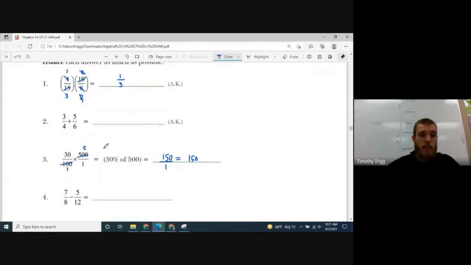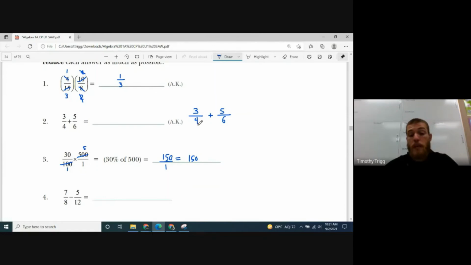Now let's do the adding and subtracting. Now, in my opinion, adding and subtracting is actually harder than the multiplying because for adding and subtracting, you need to find a common denominator. So for this number 2 here, 3/4 plus 5/6. Well, I need to find a lowest common denominator.